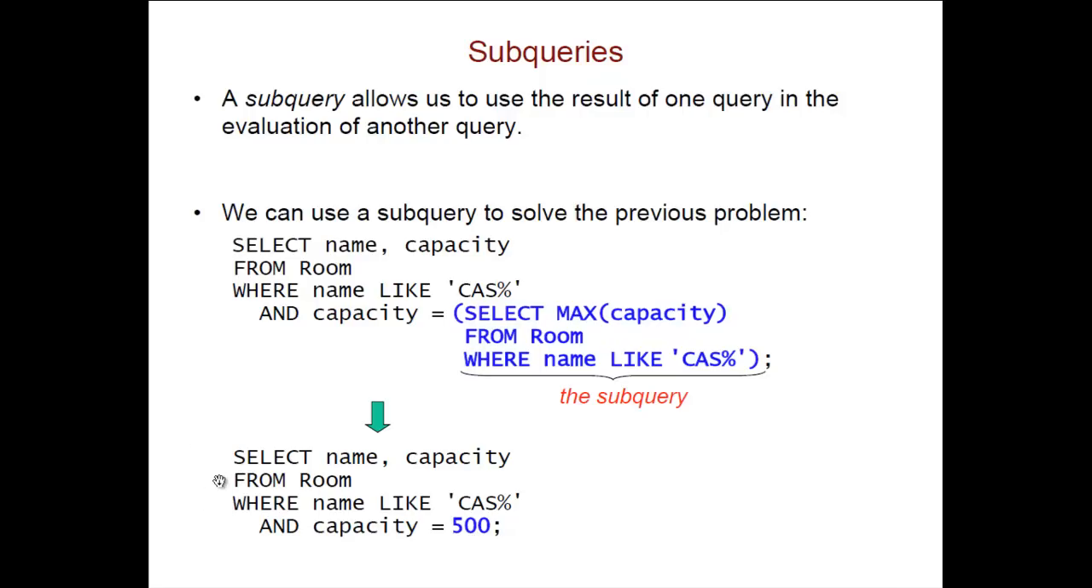And then we have this outer query that selects the name and capacity of rooms whose name matches our earlier pattern, so rooms from CAS that have a capacity that is equal to the result of the subquery. And so we'll end up with CAS rooms that have that largest capacity. And potentially there could be more than one, although in this case there ends up being just one.